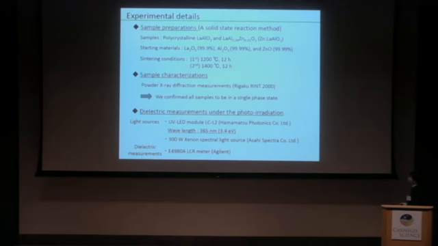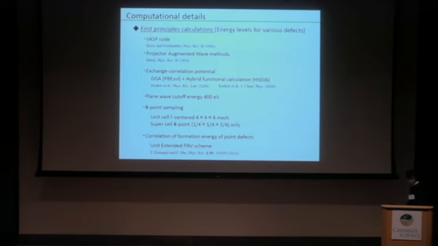This slide shows the experimental procedure. We synthesize the polycrystalline sample by a solid-state reaction method and confirmed all samples to be in a single-phase state. Then, the dielectric permittivity is measured under the photoirradiation. Light sources used in the present study are LED and xenon spectral light source. The energy levels for various defects in lanthanum aluminate are calculated by first principles calculations under these conditions.